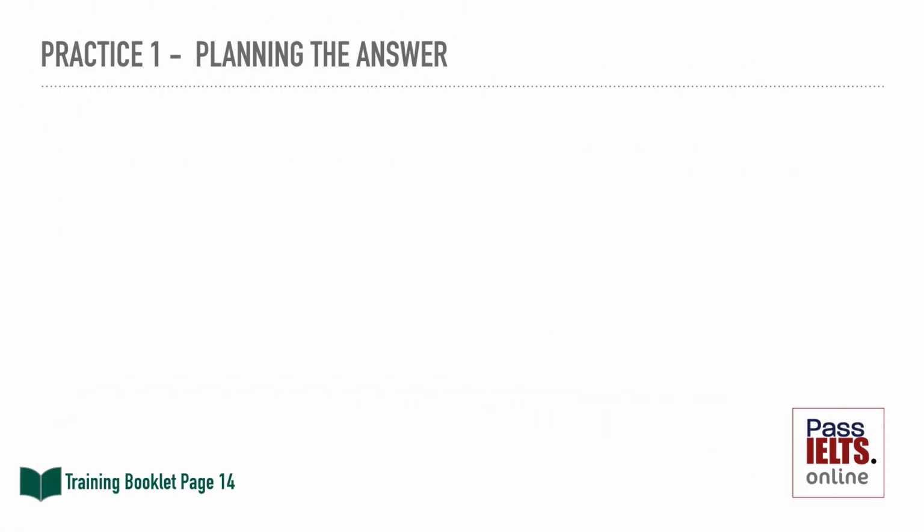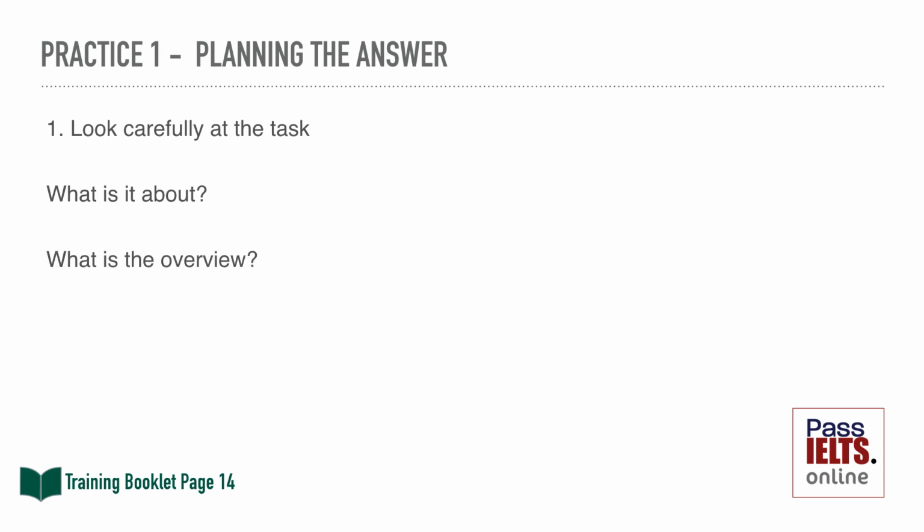Now we're going to look at stage 1, how to plan your answer. First of all, you have to look carefully at the task. Make sure you ask yourself the questions: what is it about? Make sure you take time to understand what the diagram and the process is showing. What is the overview? You need an overview for a process too, so you can use things like how many steps there are and what is involved. For further ideas, you can have a look at the vocabulary in your training booklet.